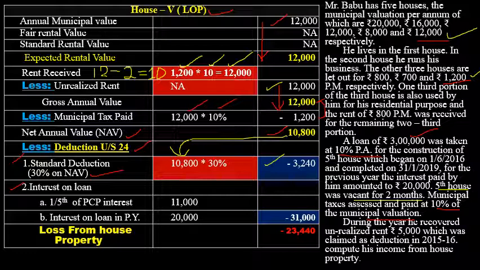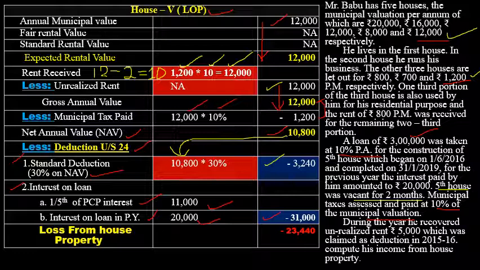So there are two divisions: 1/5 of PCP interest and another is interest on loan in previous year. That calculation I have shown in a separate slide, so later I will explain it in another slide. So 1/5 of PCP interest you are going to get 11,000 after calculation, and interest on loan in previous year is 20,000. So total interest on loan for the SSC is 31,000. This is the eligible amount for deduction, so SSC is going to get 31,000 as a deduction.